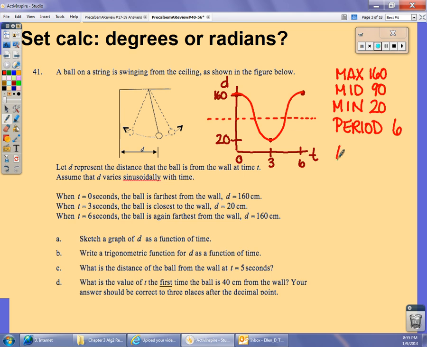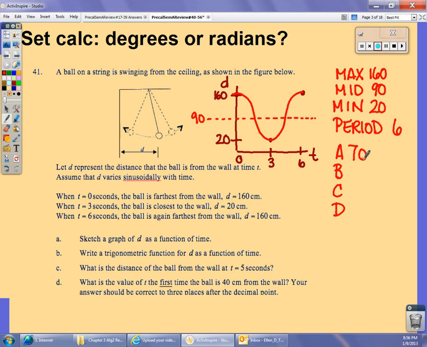Now from this information, we can identify A, B, C, and D so that we can write our equation. Our A value, or our amplitude, is the difference between the midline and the max, or the midline and the min. From 90 to 160 gives us an A of 70.